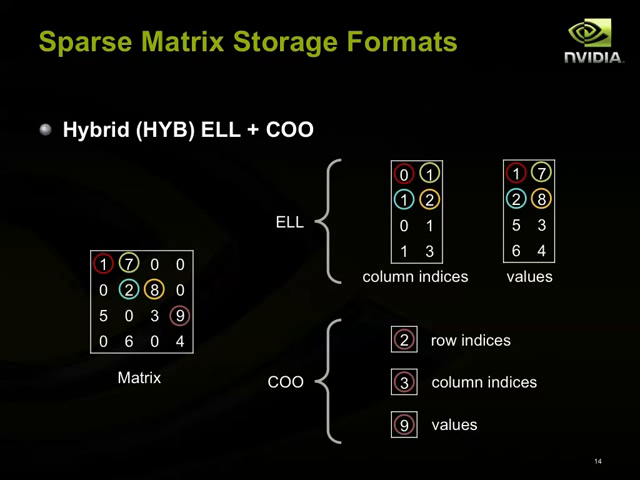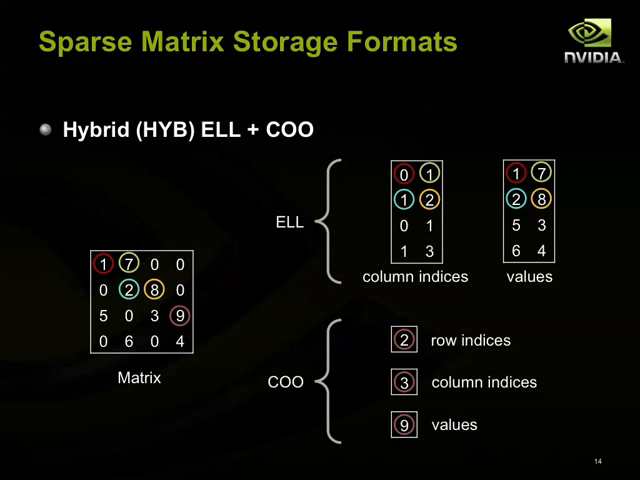So combining these together is attractive because coordinate is not our favorite format. It's a little verbose, but it can handle anything. ELLPACK is, as we'll see later, a very efficient format, but it gets very inefficient if we try to store lots of non-zeros in each row. So just splitting the two, I've arbitrarily decided I'm going to take the first two non-zeros in each row and put them in the ELLPACK format. Anything I get left over, I'm going to put in the coordinate format.